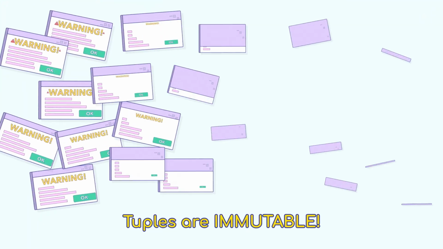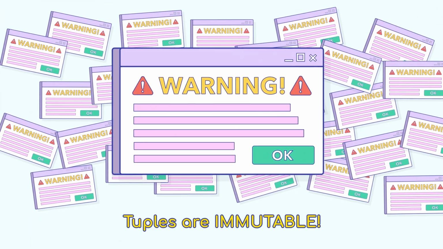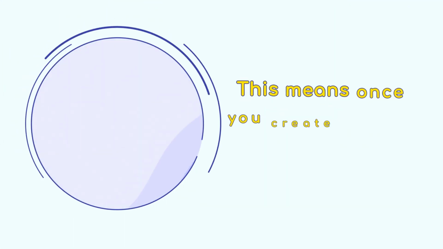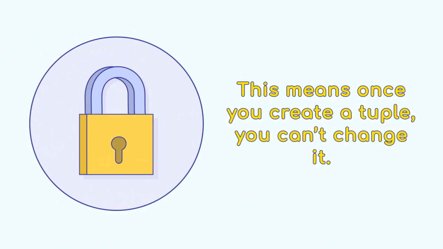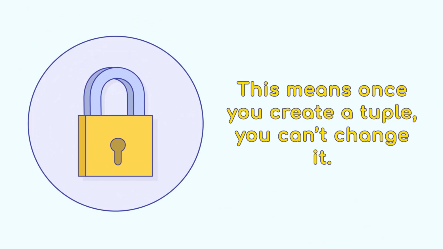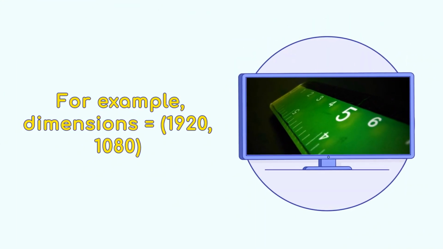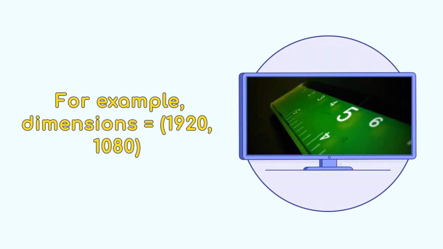One more collection worth mentioning is the tuple. A tuple is similar to a list, but with one big difference: it's immutable. This means once you create a tuple, you can't change it. For example, dimensions = (1920, 1080). Tuples are useful when you want to store a fixed set of values that shouldn't change, like screen dimensions or fixed configurations.